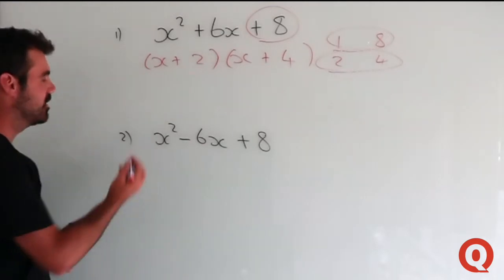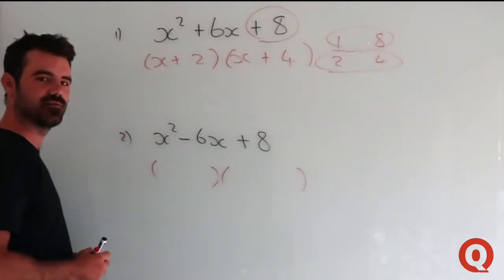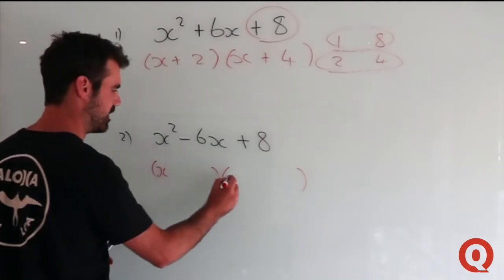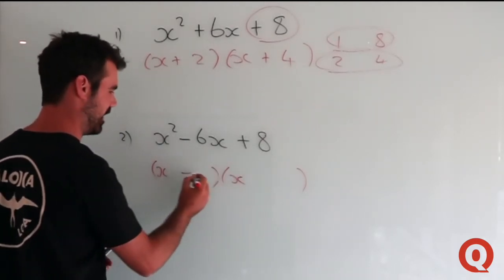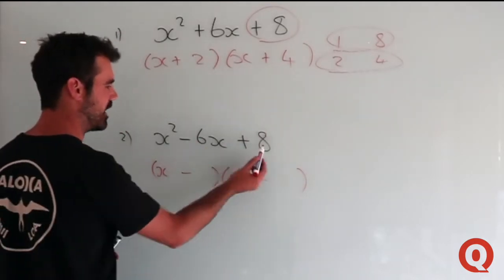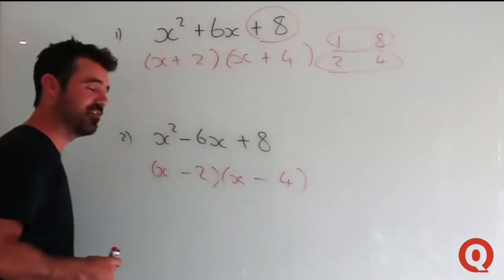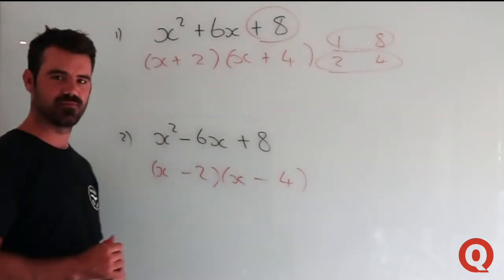I'm going to show you now the same process with a negative middle term and a positive c. Again, it's going to be x and x. We know both signs are going to be negative because my c is positive and my middle term is negative. And then how do we make 8 to get the negative 6? It'll be minus 2 and minus 4. And if you really want to double check, you can just multiply those brackets out.